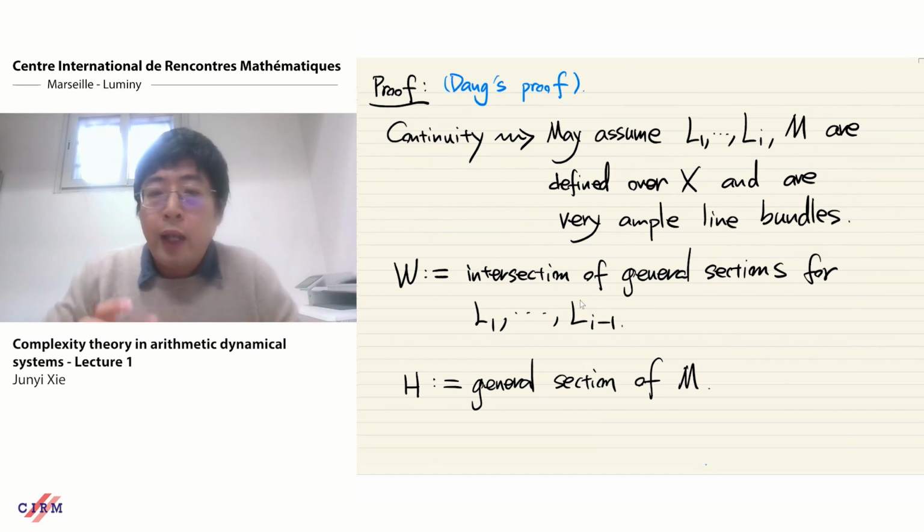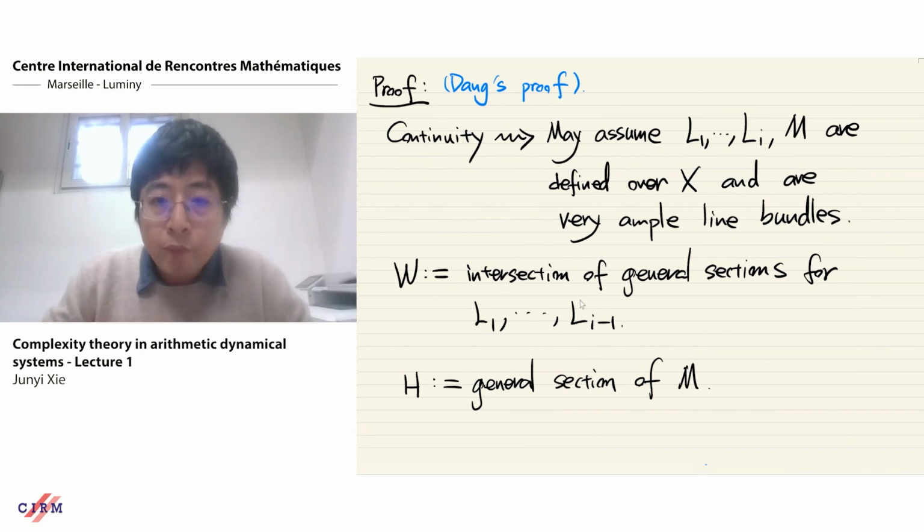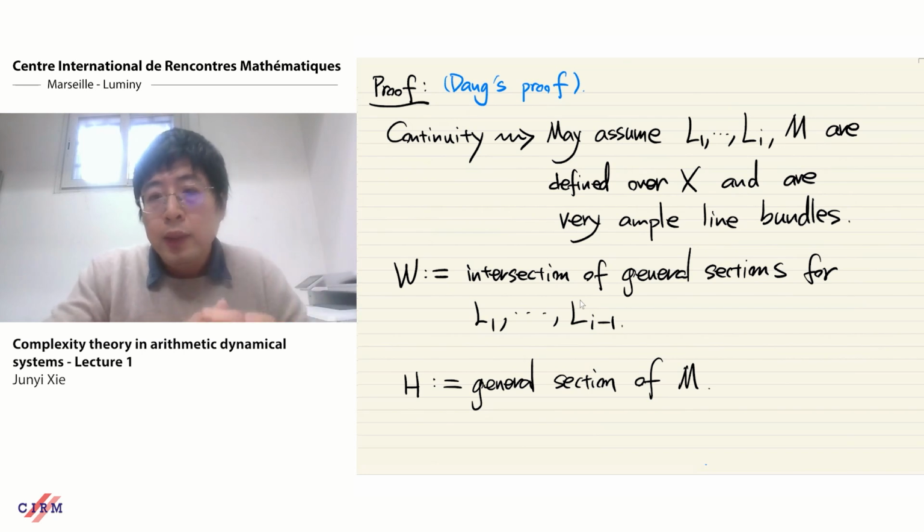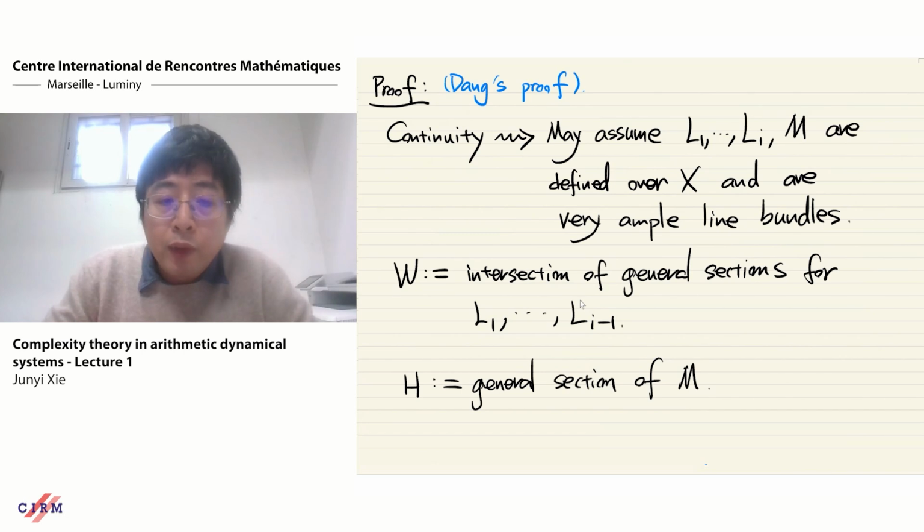line bundle, very ample line bundle on some model. So we can assume this L1 to Li and M are some very ample line bundles. And we denote by W the intersection of some general sections of this L1 to Li minus 1. And H is a general section of M.